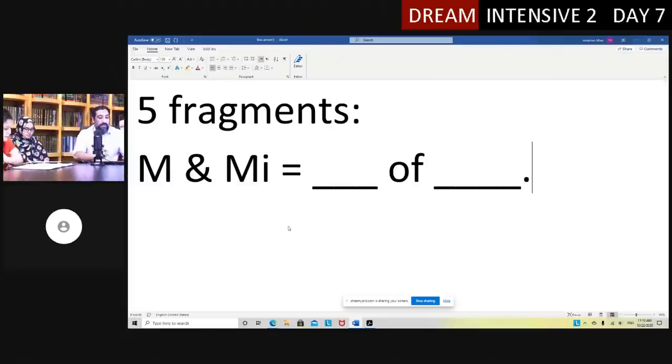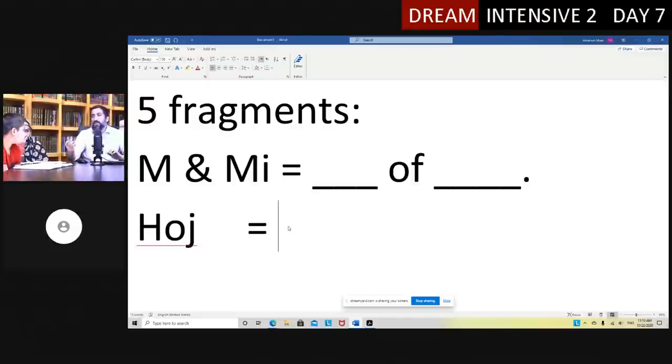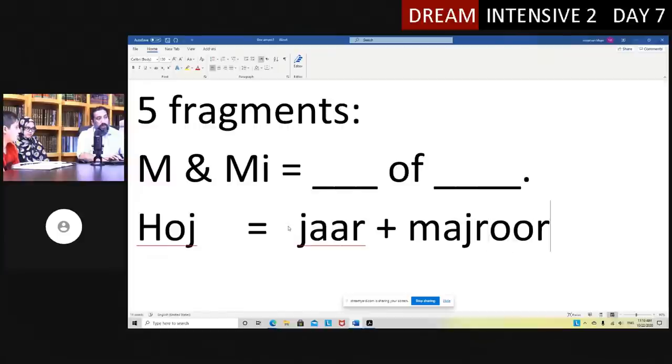The second fragment is harf of jar. Let's just say fi. Fi means in. So if I say fil masjid, in the masjid, it's a harf of jar plus majroor. And you translate whatever harf it is and whatever word comes after it. So fil masjid would be in the masjid. Is the phrase in the masjid a sentence? No. There is a person in the masjid. Or in the masjid, there are lots of people.